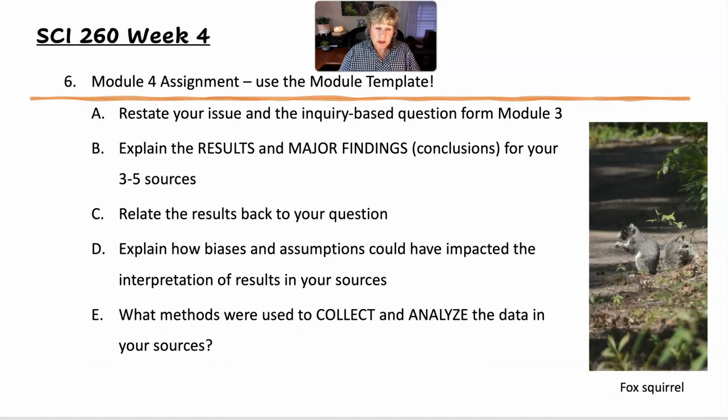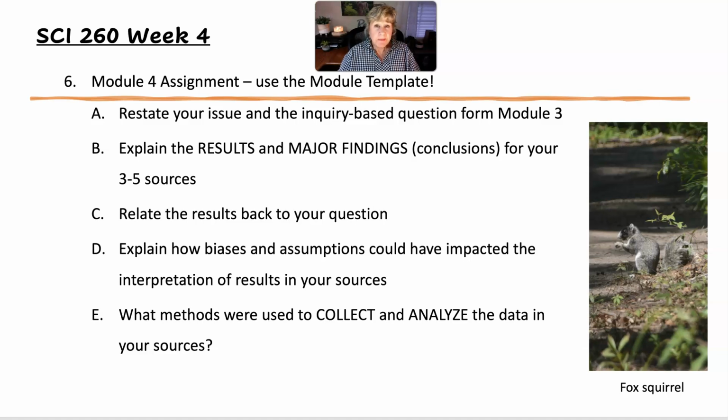And here it comes. Module 4 assignment. Use the module template, please. Please, that's what it's there for. Restate your issue and your question, the question that you came up with in Module 3. Explain the results from your 3 to 5 sources and the findings. So what is that? The findings are how they interpreted the results. What conclusion did they come to when they got those results? That's all we're asking for.